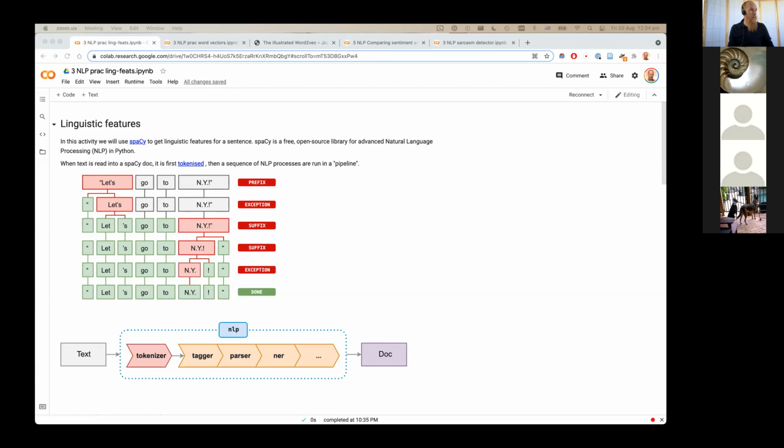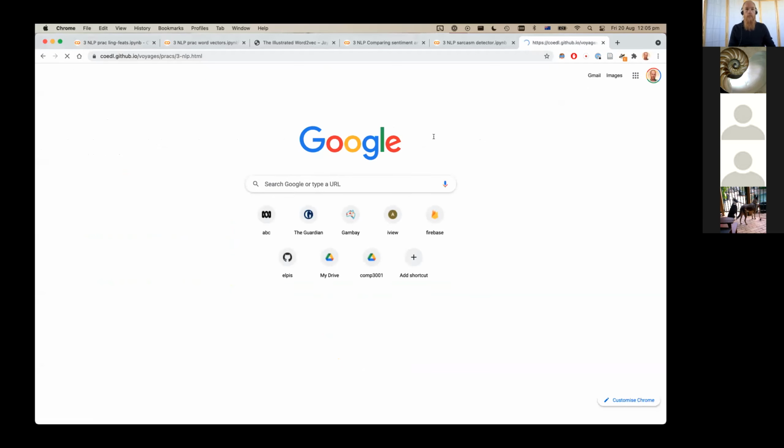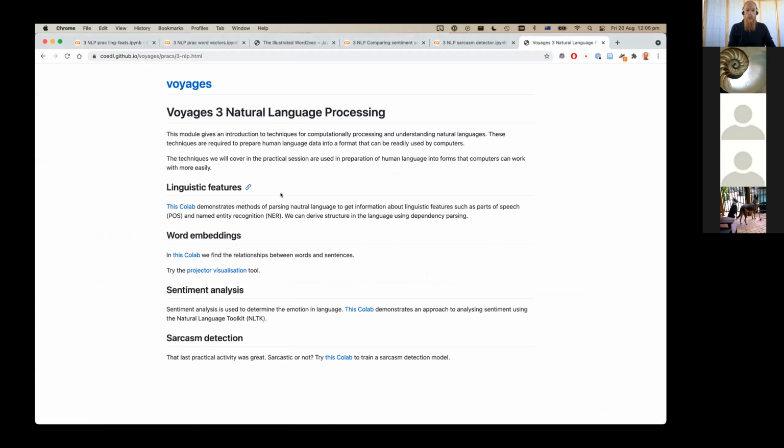So the notes for this week are in the Zoom chat. We're going to look at linguistic features, word embeddings, sentiment analysis, and sarcasm detection. We'll talk about some of these in a little bit more detail as we go through. Each of these activities has a Colab attached to it.